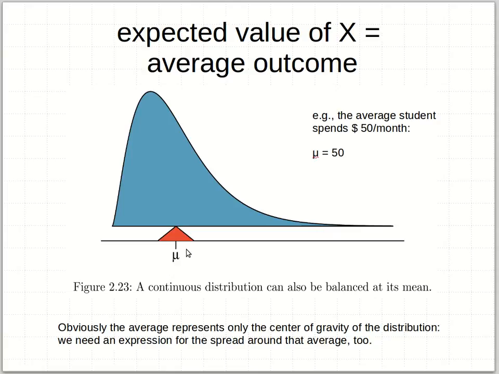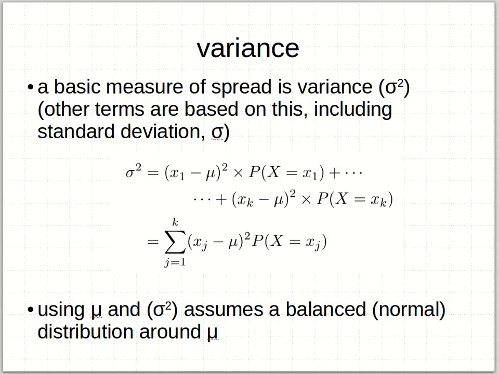Well, obviously just saying 50 doesn't describe a distribution like that very well. There's a lot of variation around that left and right, and you need to try to express that as well. And that's what variance is all about. A basic measure of the spread is a variance, and it's described as a square. I'll explain why in just a moment. You can also describe the variance as its square root, just simply standard deviation or sigma, okay?